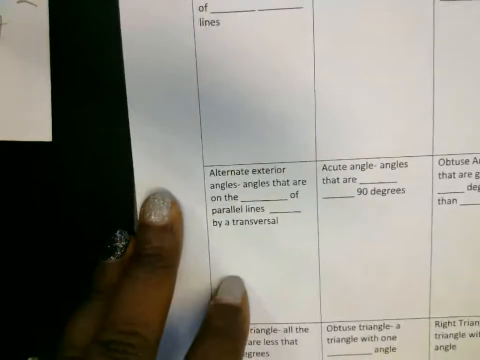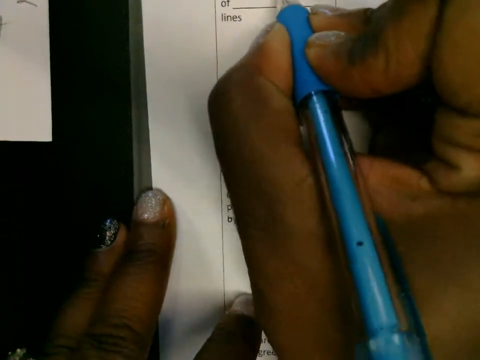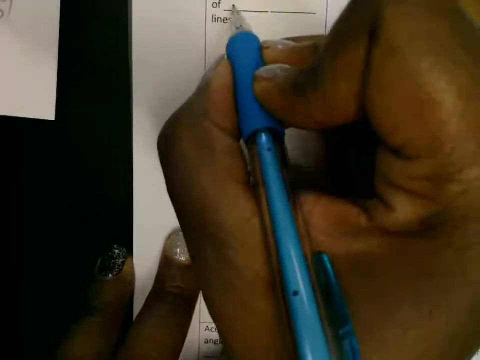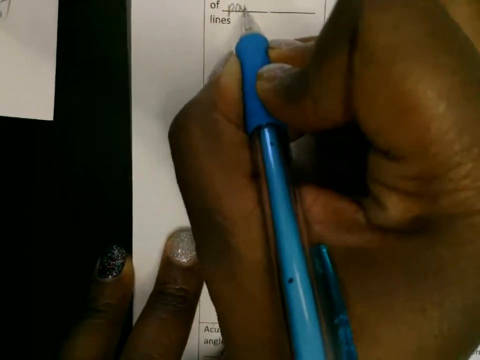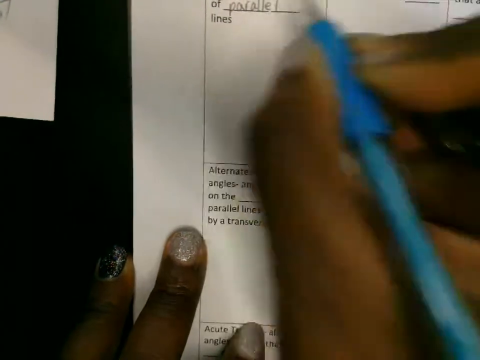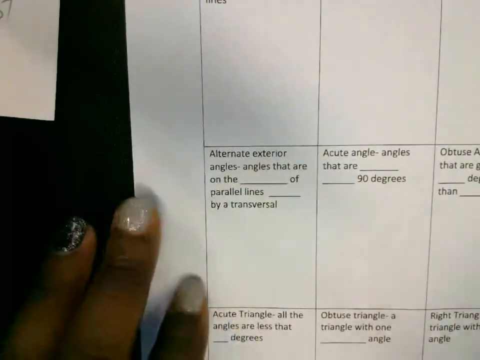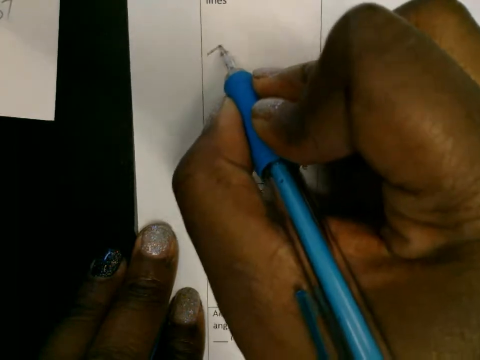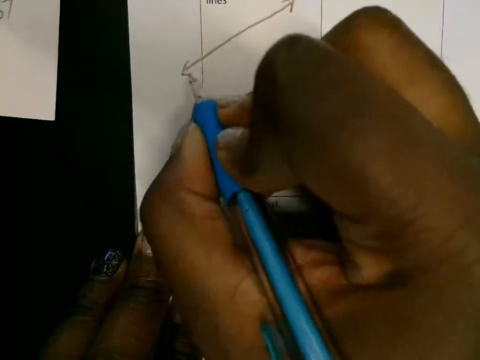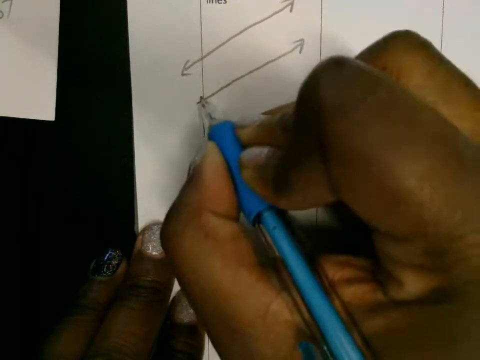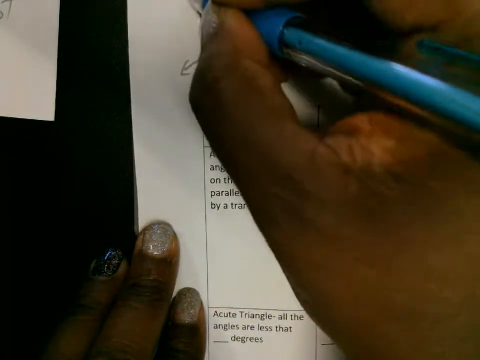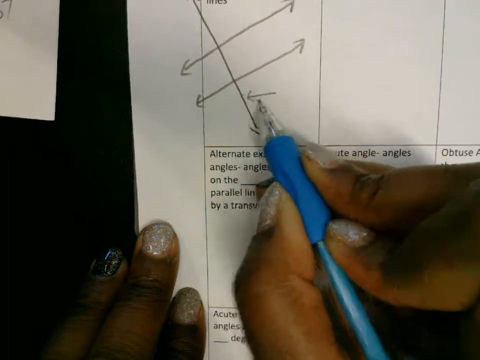A transversal line is a line that cuts a pair of parallel lines. If I have two parallel lines, these are parallel, they never touch each other. The line that cuts the pair of parallel lines, this line right here, is called the transversal.